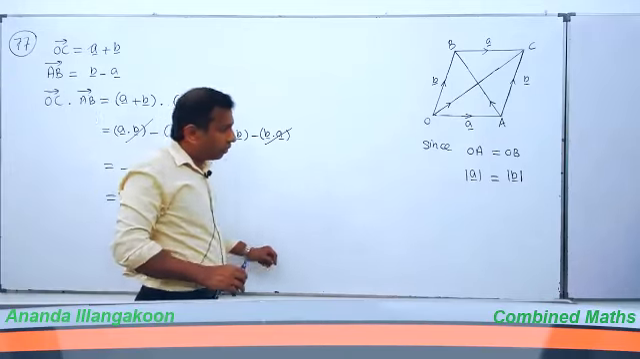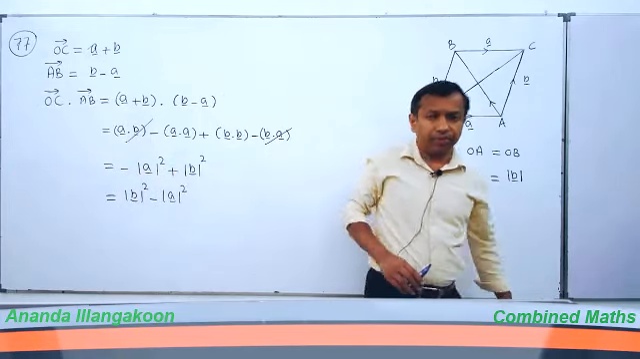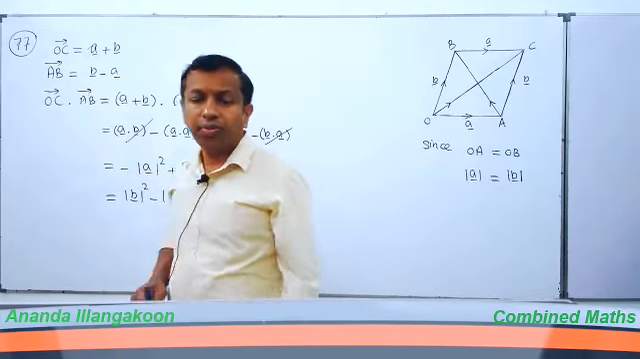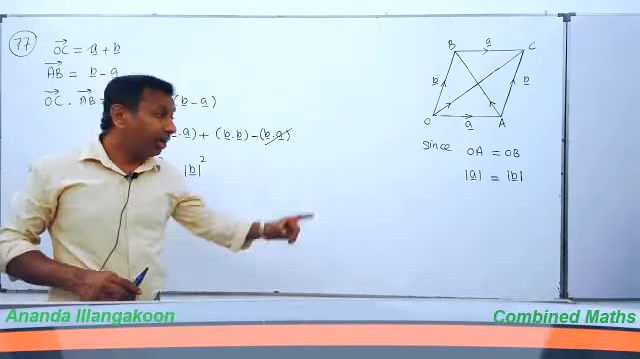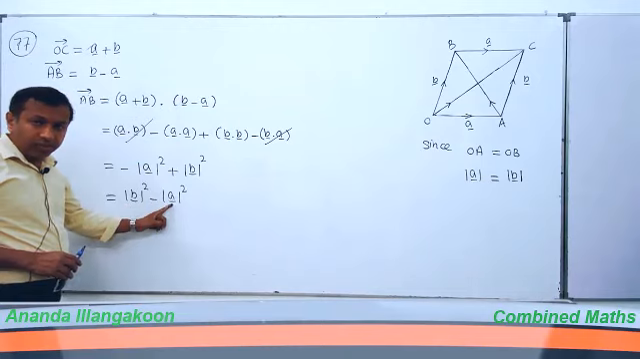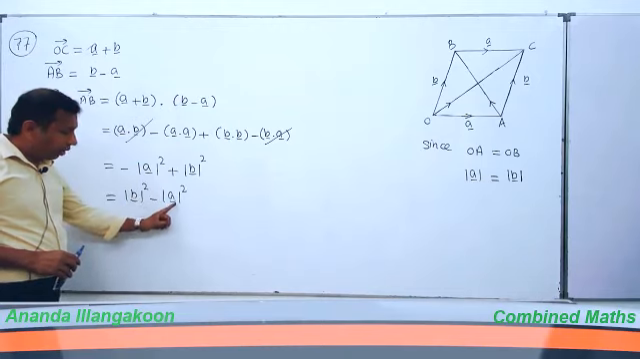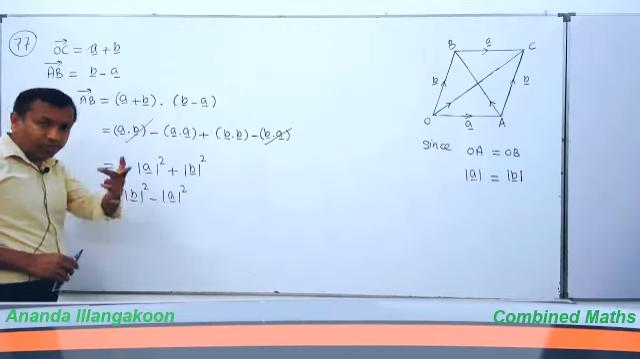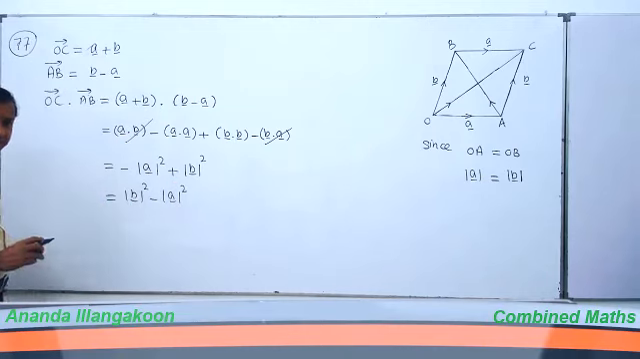But you know what? Mod A and mod B are equal, people. Then this and this being equal, this mod B squared and this mod A squared are equal. Therefore, their difference should be 0, no? It's like 10 minus 10, 0.